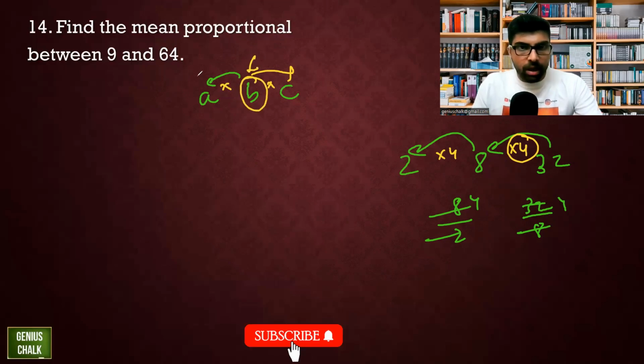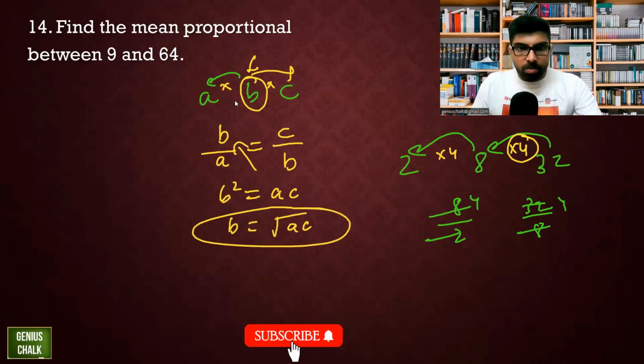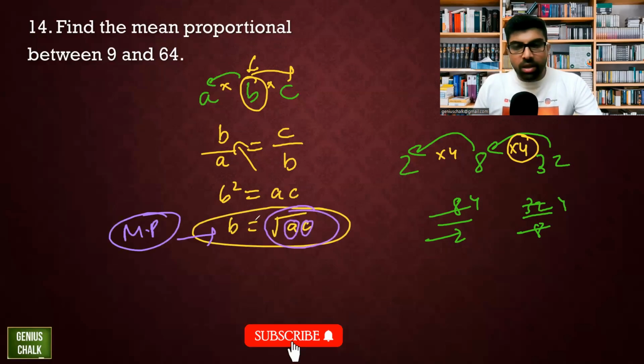Mean means in the middle. So we can write, because the ratio is the same, B by A is the same as C by B. If I multiply, B square will be AC, and this value of B is root of AC, and this is called mean proportional. So my simple basic is, if you have to find the mean proportional, both the values should be placed under the square root.